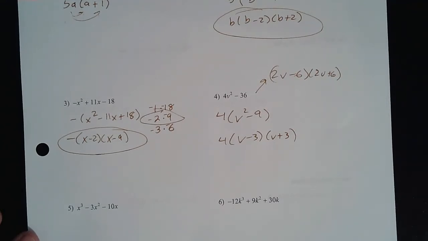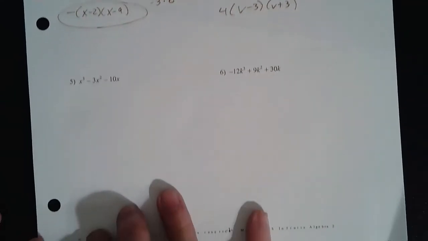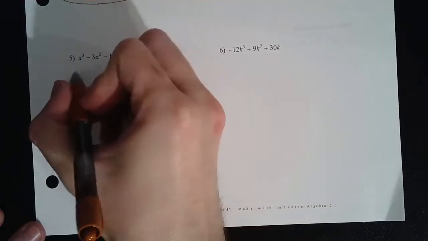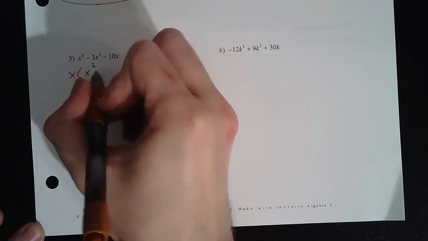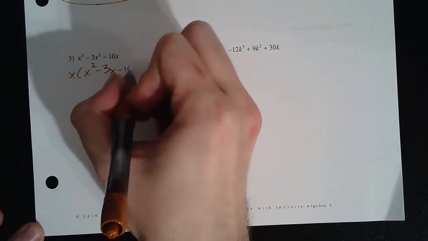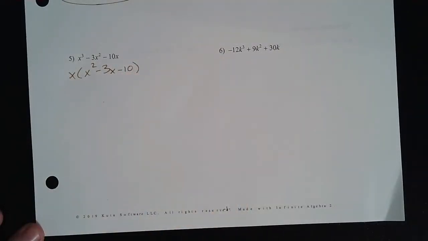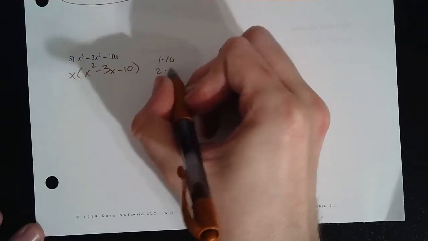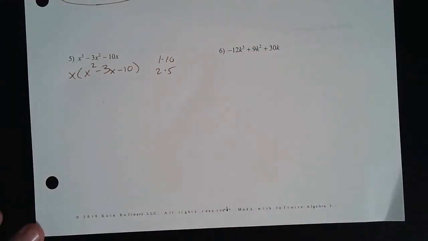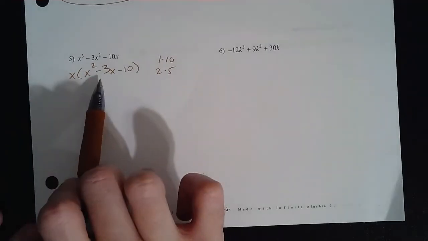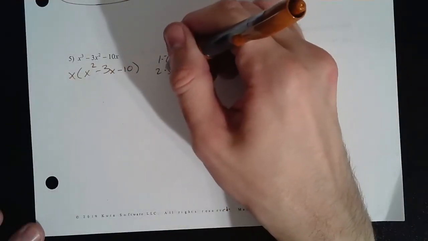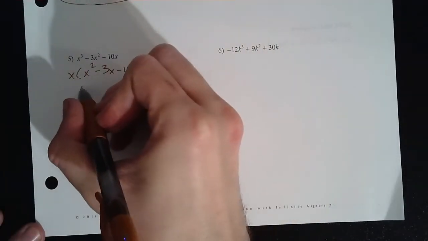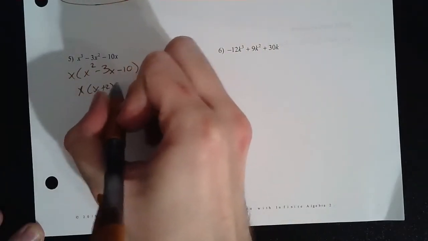Number 5. On question number 5, we have to recognize that there's an x I can pull out of all three of these. After that, we have to ask ourselves which numbers multiply to 10. We got 1 times 10 and 2 times 5. They add to a negative number, so the larger number is negative. And that's it. x plus 2 times x minus 5.